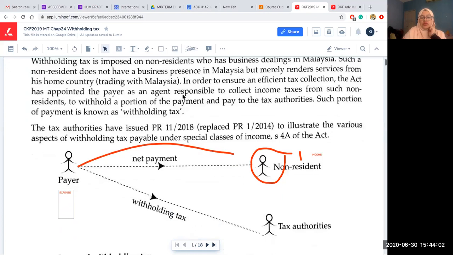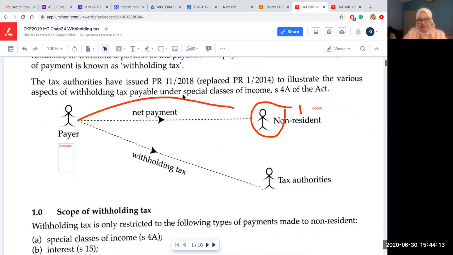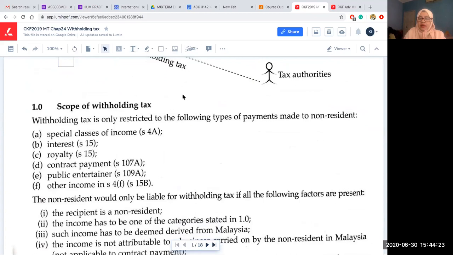Right? So now we say that any payment made to a non-resident person, you have to withhold tax, and the withholding tax has to be paid to the tax authority within 30 days. Right? So what kind of income is subject to withholding tax? We call it the scope of withholding tax. It means that only this type of income received by a non-resident person is subject to withholding tax.